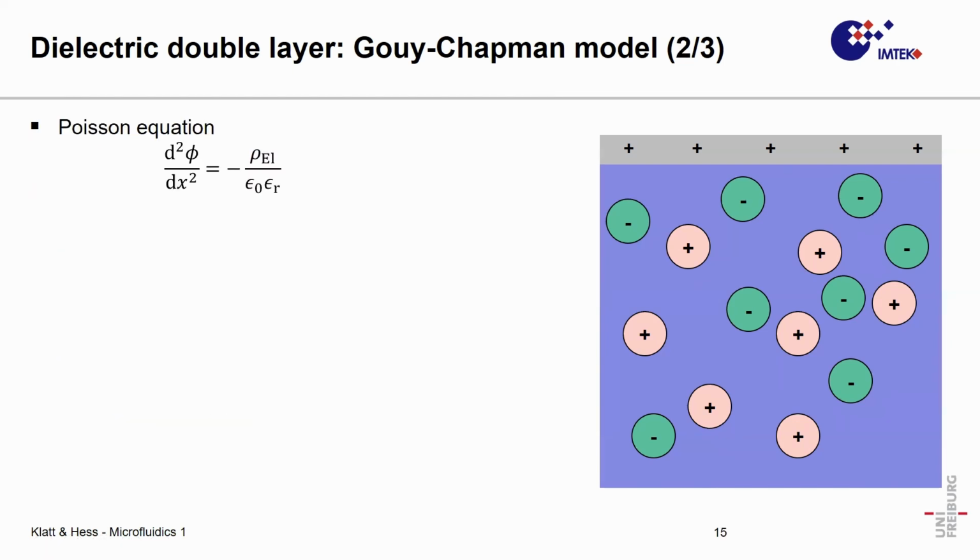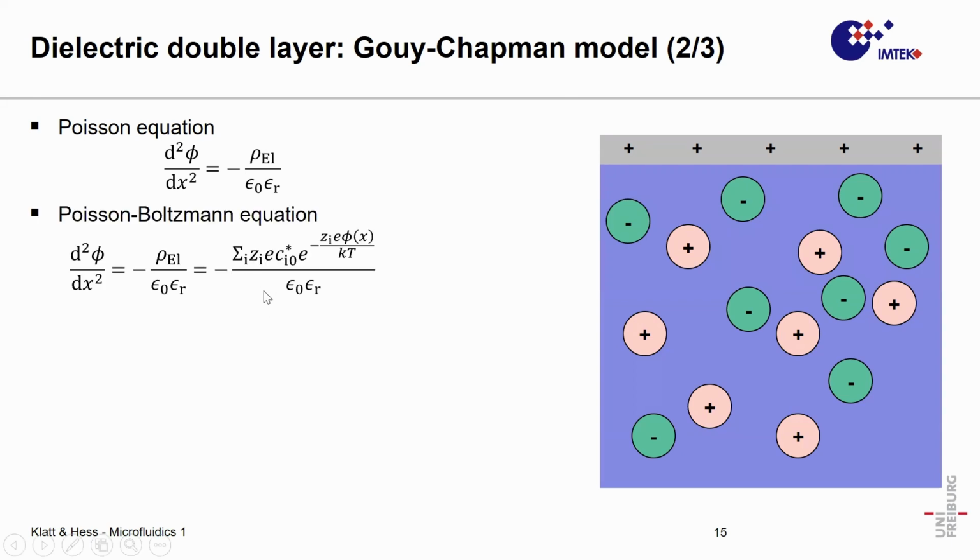So let's start again from the Poisson equation. What we need to describe now is the electric charge density, and this can be done with the Boltzmann equation. What we just have to consider is that we know the concentration of all ions at their respective position, which is the right-hand side here. And we need to do it for every ion within our liquid. That's why we have a sum. And we need to multiply the concentration times the charge of this particular ion, so its valence number times its elementary charge.